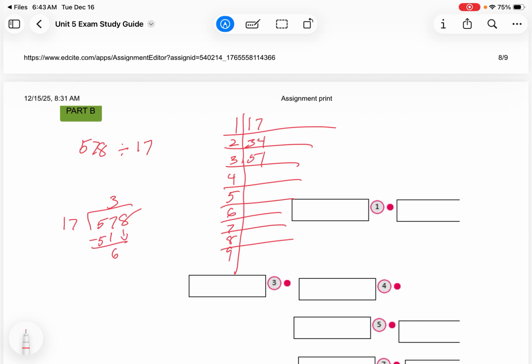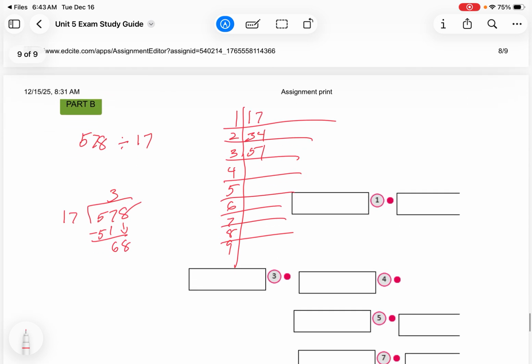Bring down the 8. Well, we need to keep going. 7 plus 1 is 8. 1 plus 5 is 6. So closest we can get to 68 is 68. And 68 minus 68 is 0. The closest was 4. And so we're done.